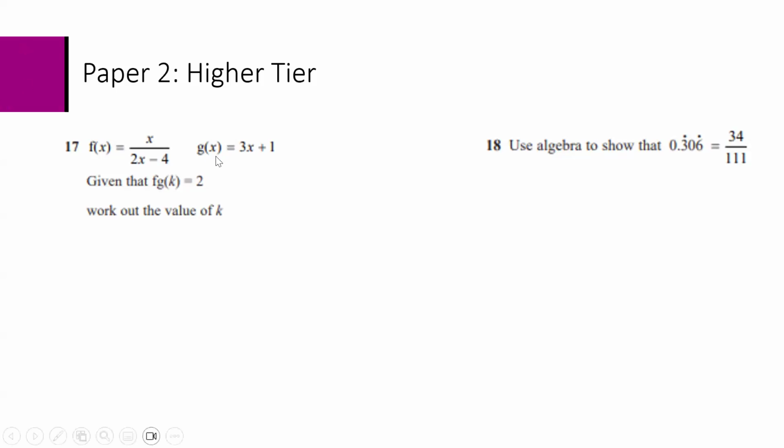So two questions here. f of x and g of x, given that fg of k equals 2, work out the value of k, and then use algebra to show that 0.306 recurring is 34 over 111. I'm going to show you those comparative statistics.